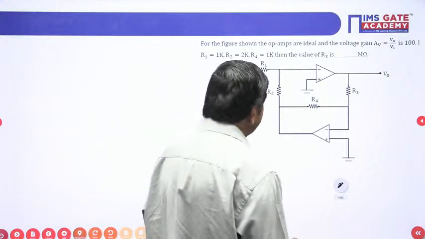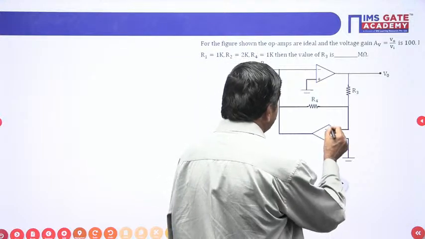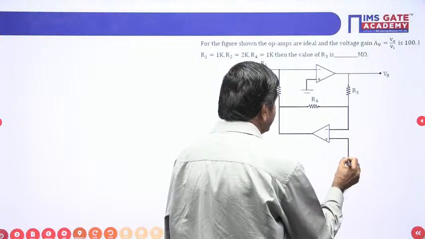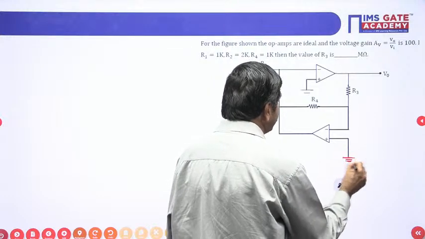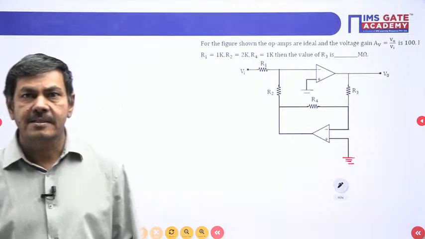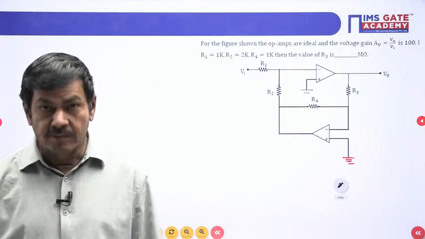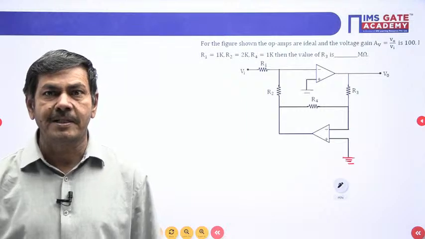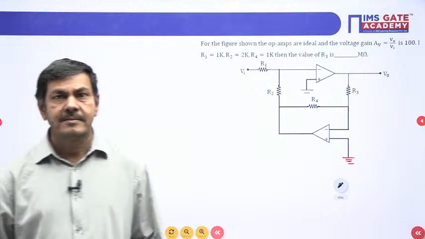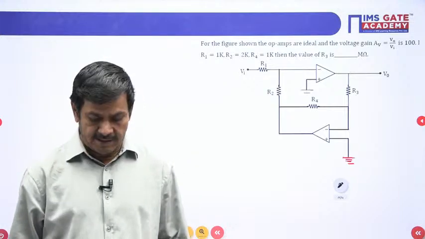In this particular problem, this is the operational amplifier, and this is one more operational amplifier you got. This positive terminal is connected with 0 voltage here. Yes, Gopal says 0.1. No, it is not 0.1. Please cross check once again.